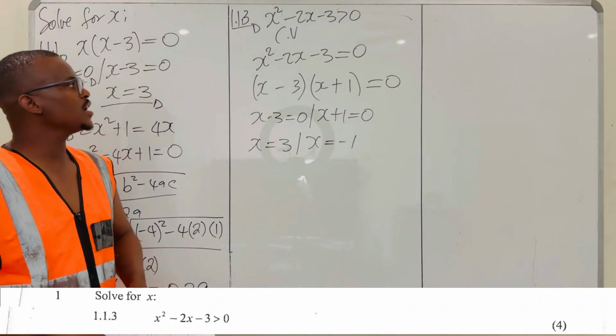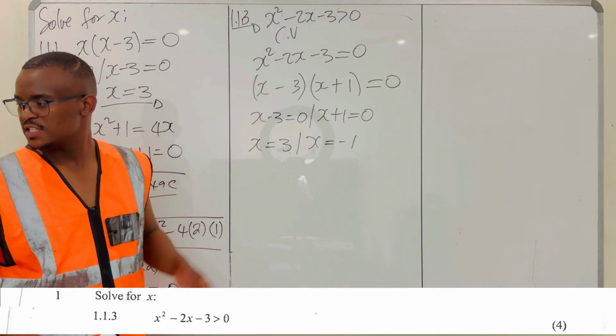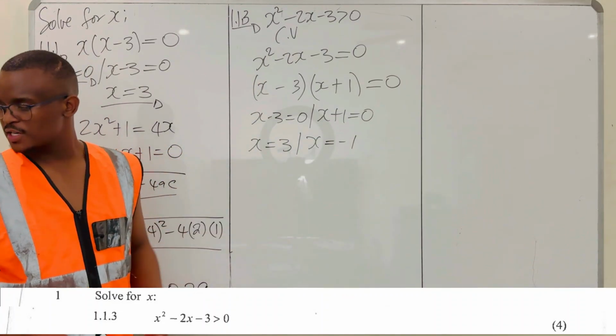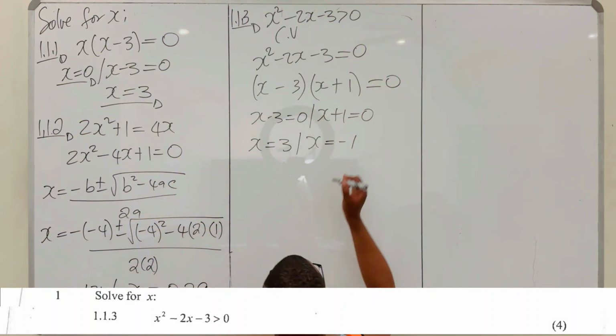And you know what kind of function this is. This one is a quadratic function. We just have to draw it and show our critical values. That's what we're going to do. So if we do that, it's okay.